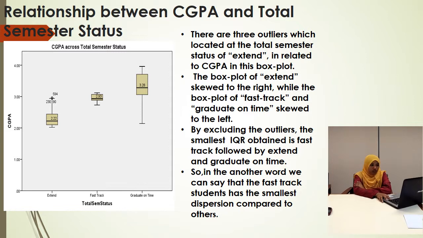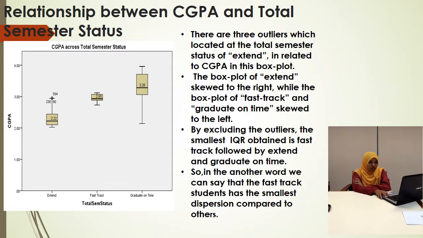Relationship between CGPA and total semester status. There are three outliers located at the total semester status of extent in relation to CGPA in this box plot. The box plot of extent is skewed to the right, while the box plots of fast track and graduate on time are skewed to the left. By excluding the outliers, the smaller IQR is obtained by the fast track plot compared to extent and graduate on time. In other words, we can say that the fast track students have the smaller deviation compared to others.